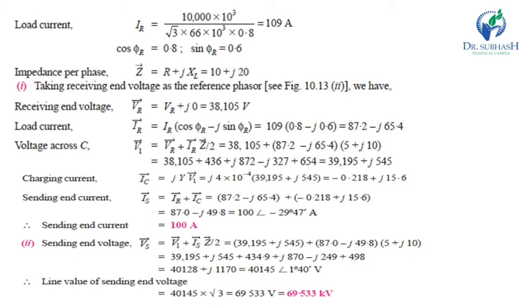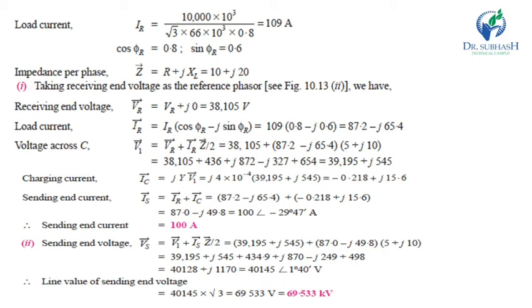Now cos phi R is equal to 0.8, which is also given. So phi R is equal to cos inverse 0.8, and from the value of phi R we find sin phi R, which is 0.6. Now the impedance per phase Z is equal to R plus jXL, and R and XL are given, so it is 10 plus j20.